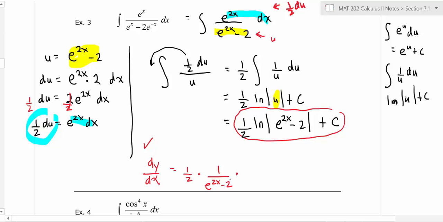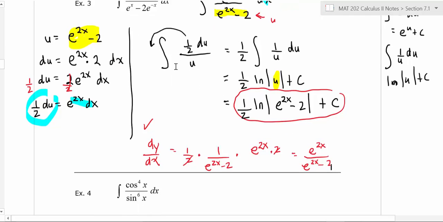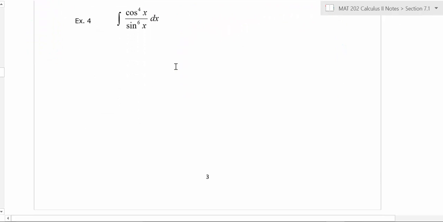Now the derivative of the bottom is going to be e to the 2x times 2. Okay, you're going to notice that those 2's are going to cross out, so you're going to be left with e to the 2x over e to the 2x minus 2, like that. Now that takes you back there, and that's algebraically equivalent to the original integral, so that checks out. So that one you had to simplify a little bit. So go to the next one.